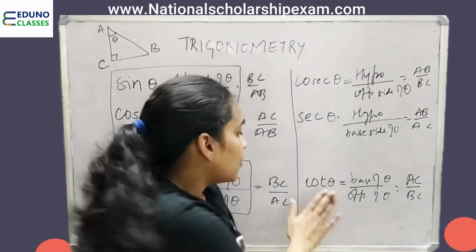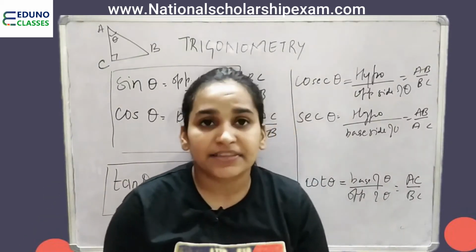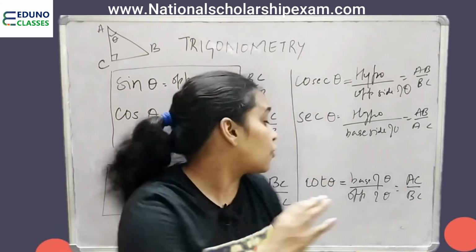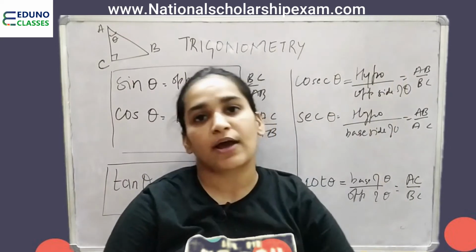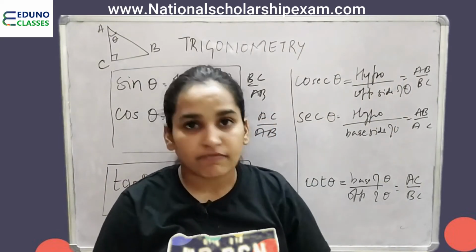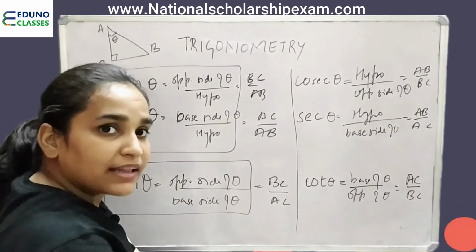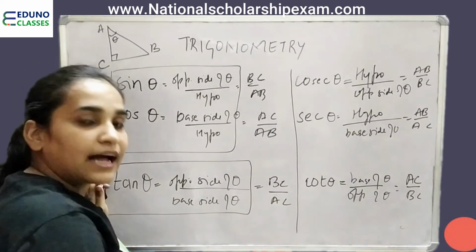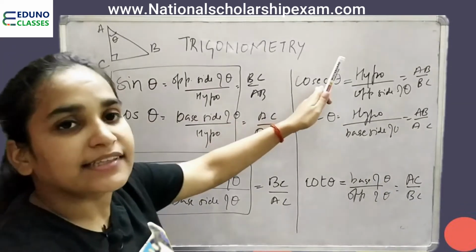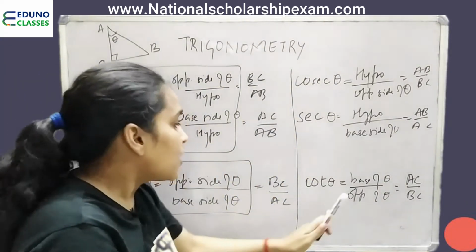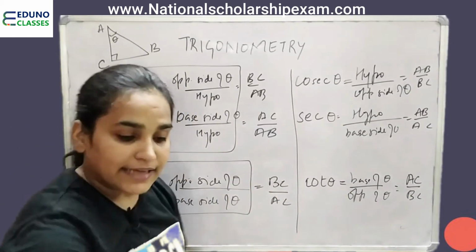Fine. Cot theta is the reciprocal of tan theta. Tan theta was the opposite side of theta upon the base side of theta, so cot theta will become the base side of theta upon the opposite side of theta. Just remember that there are these two most fundamental formulas. Tan theta is again important, and then cosec theta is the reciprocal of sin theta, sec theta is the reciprocal of cos theta, cot theta is the reciprocal of tan theta.